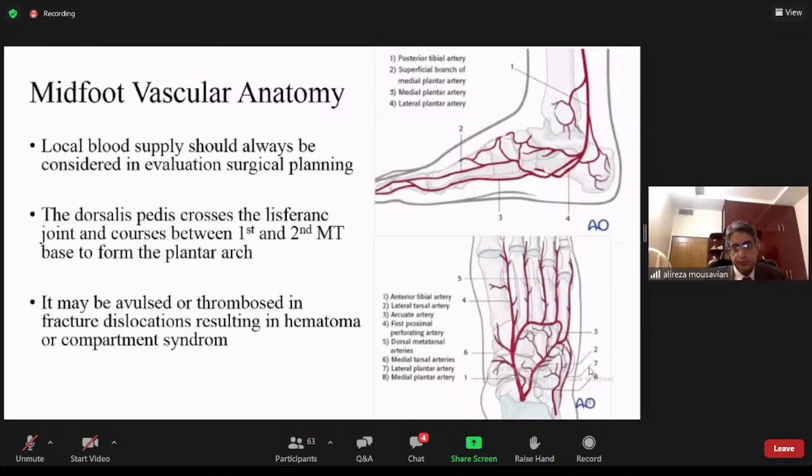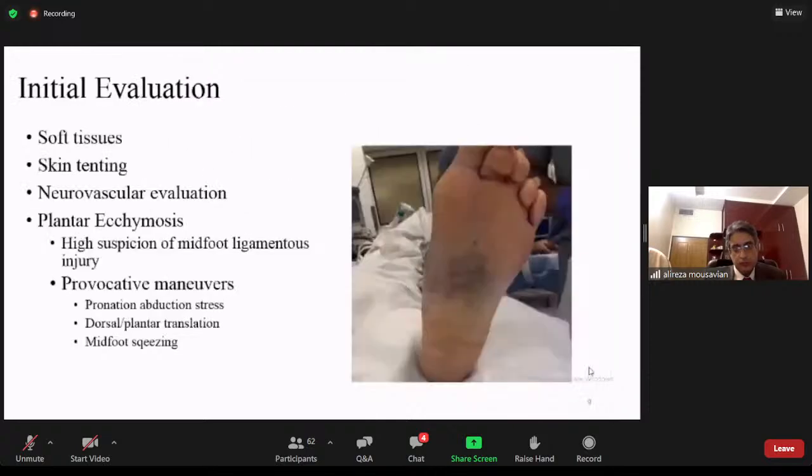As we know, the midfoot circulation is supplied by the branches of the tibialis posterior and tibialis anterior artery. Local blood supply should always be considered in surgical planning. The dorsalis pedis artery crosses these joints and courses between the first and second metatarsal base to form the plantar arch. In midfoot injuries, this artery may be thrombosed or damaged and can result in hematoma or compartment syndrome.